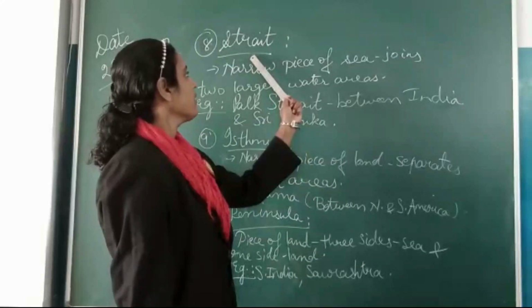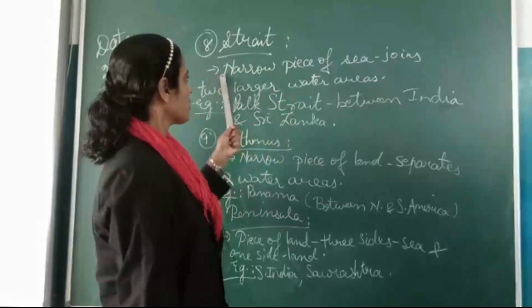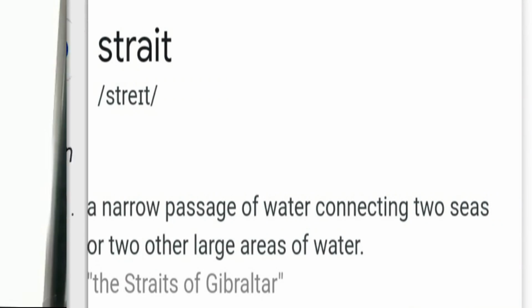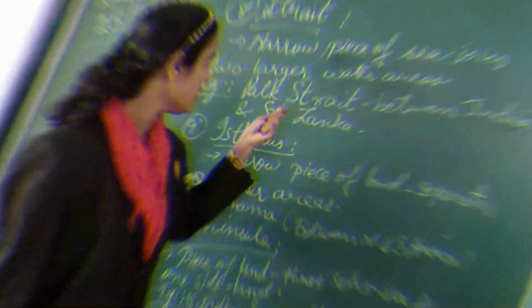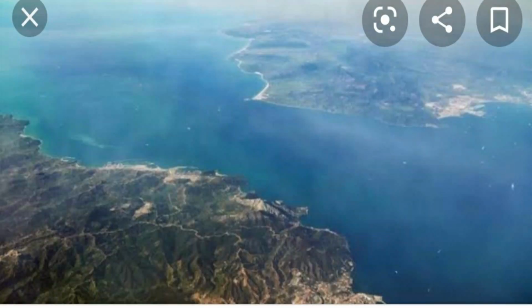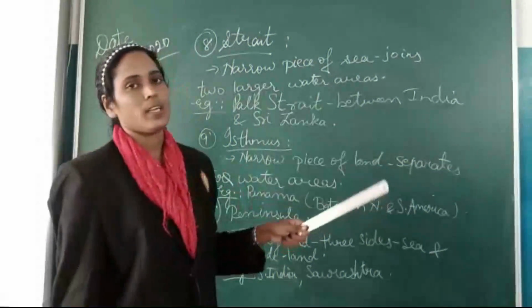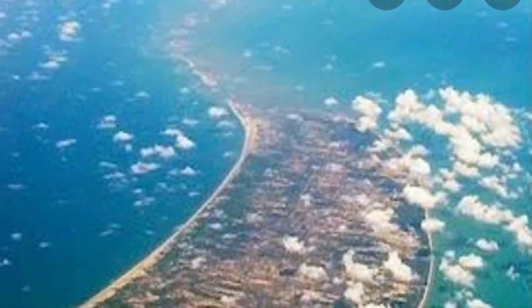The eighth one is strait. What is a strait, students? A narrow piece of sea which joins two larger water bodies. Example, the Palk Strait, which is between India and Sri Lanka.